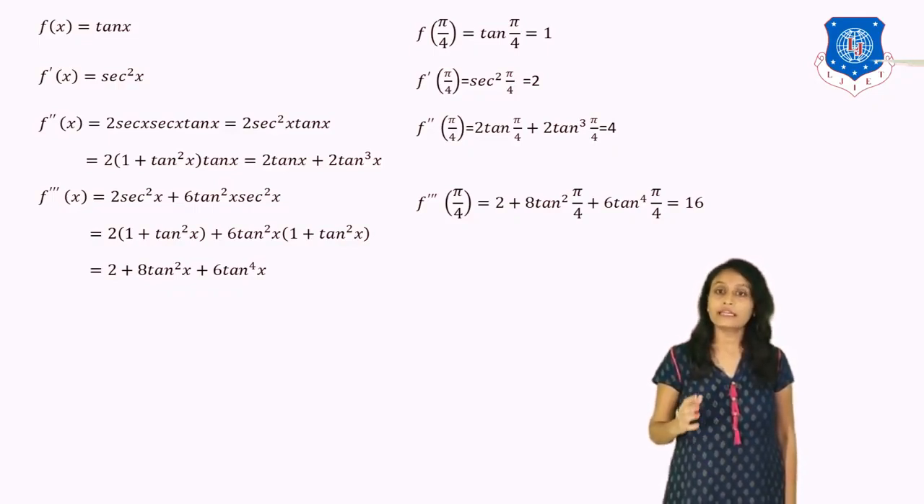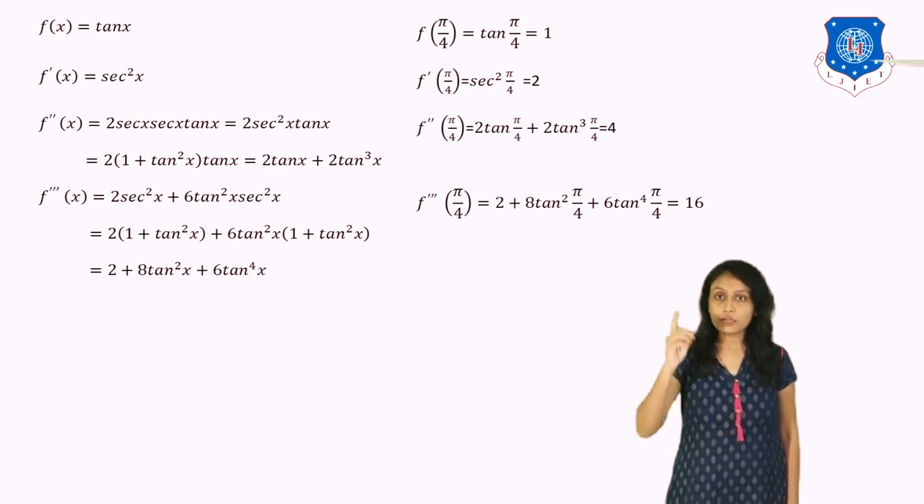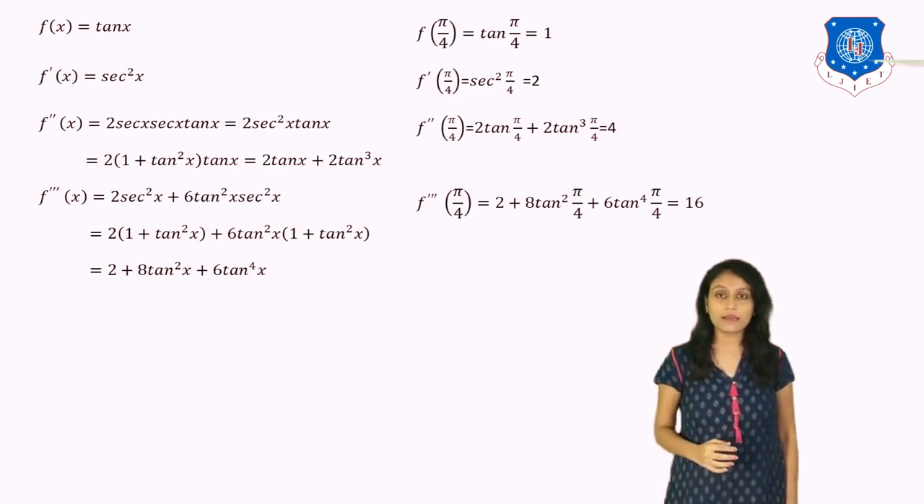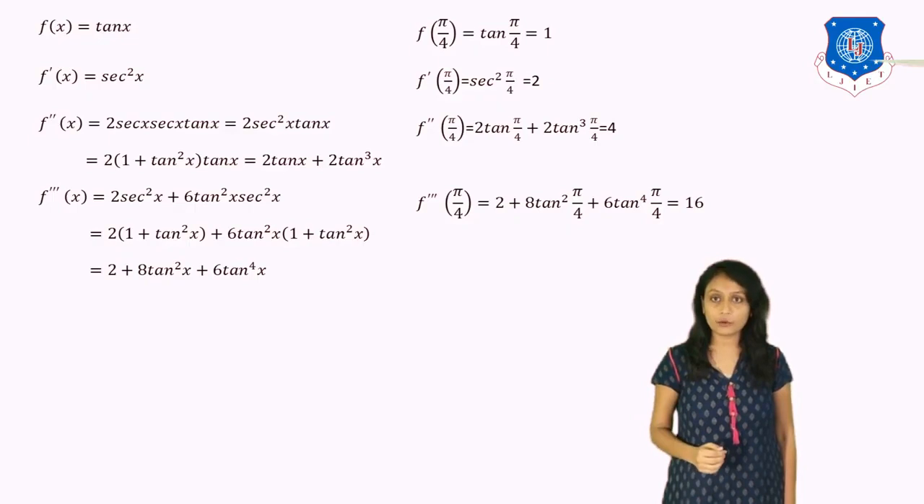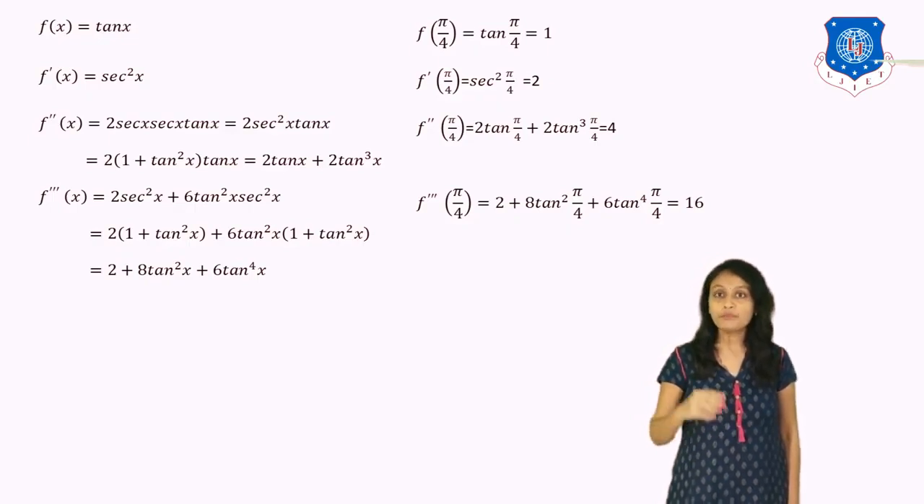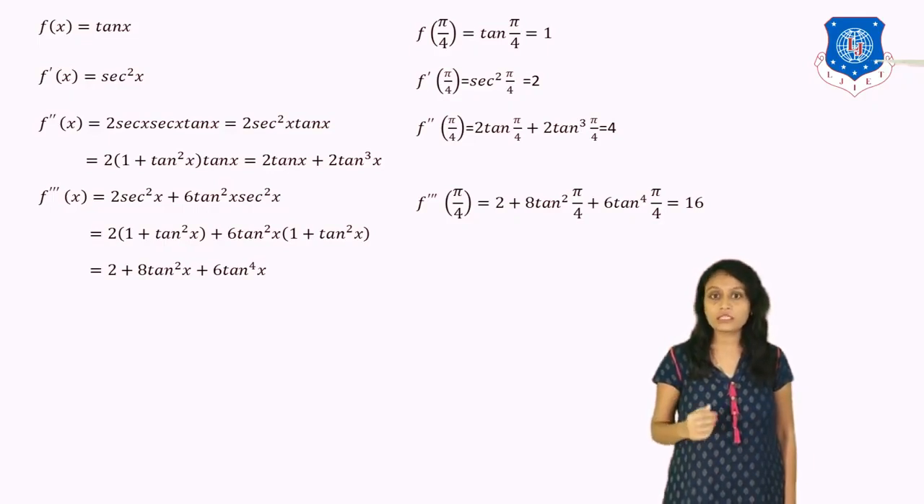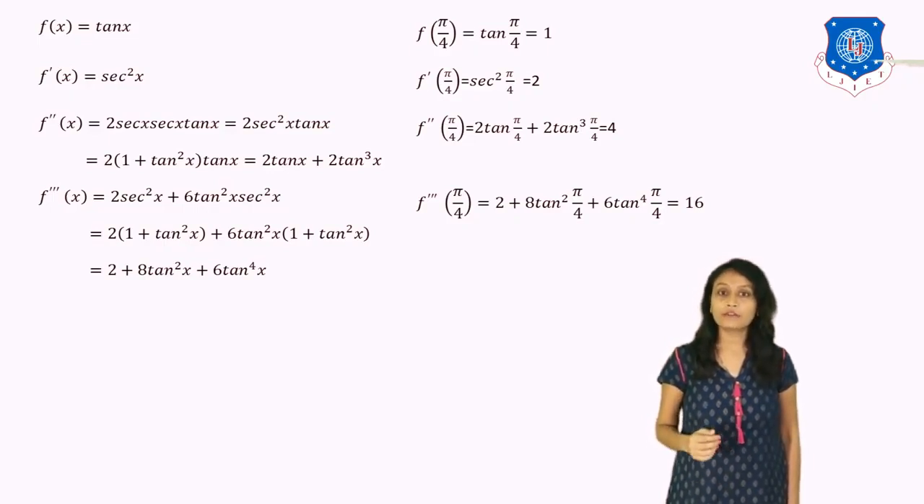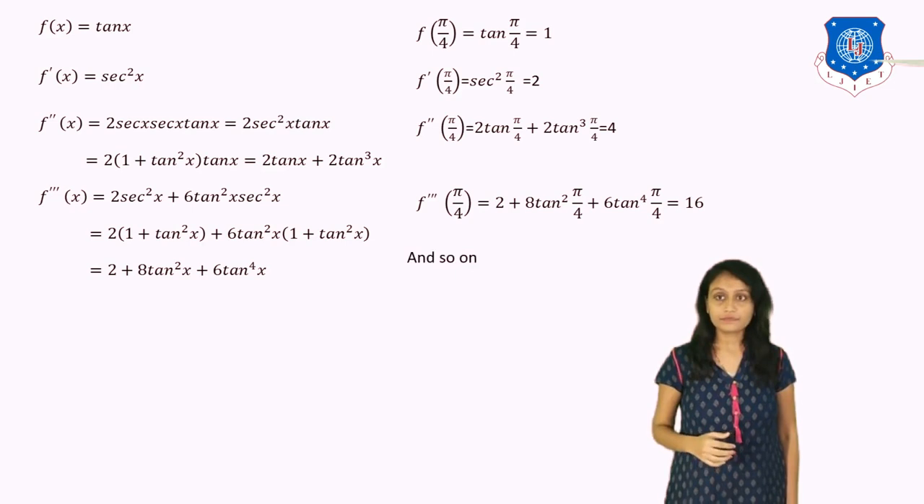Now our aim is to find the value at pi by 4. So firstly f of pi by 4, that is tan pi by 4, is 1, f dash of pi by 4, so sec square pi by 4, that is 2, then f double dash of pi by 4 is 4, and f triple dash of pi by 4 is 16. Okay, you know the value of tan pi by 4 is 1.